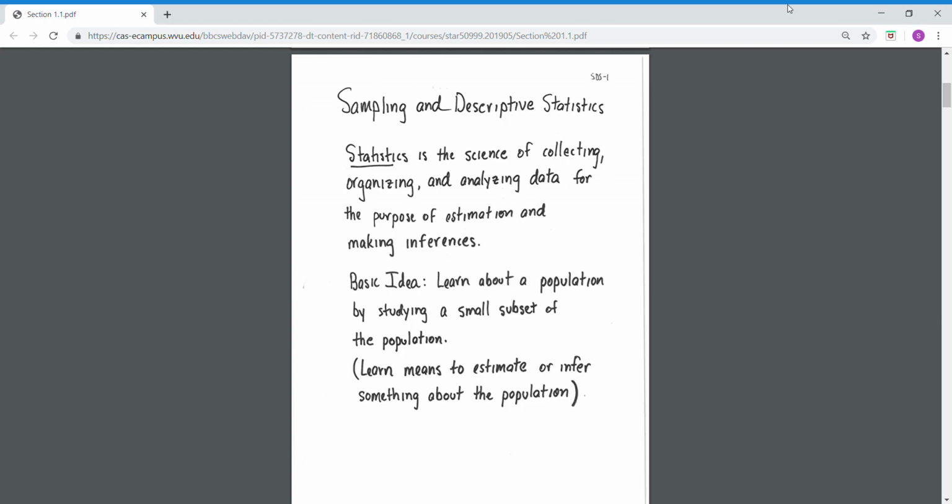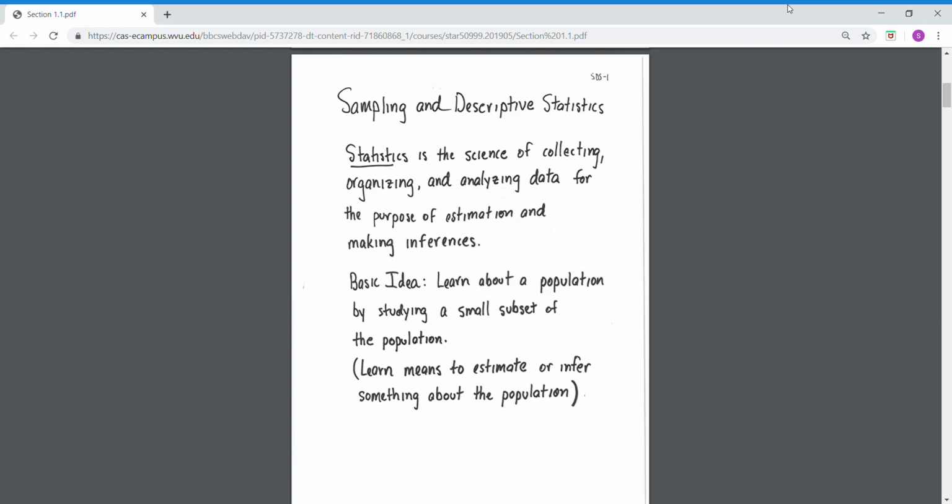To start off, let's cover the basic definition of statistics. Statistics is the science of collecting, organizing, and analyzing data for the purpose of estimation and making inferences. Our textbook and this course will focus on statistics as it pertains to science and engineering.